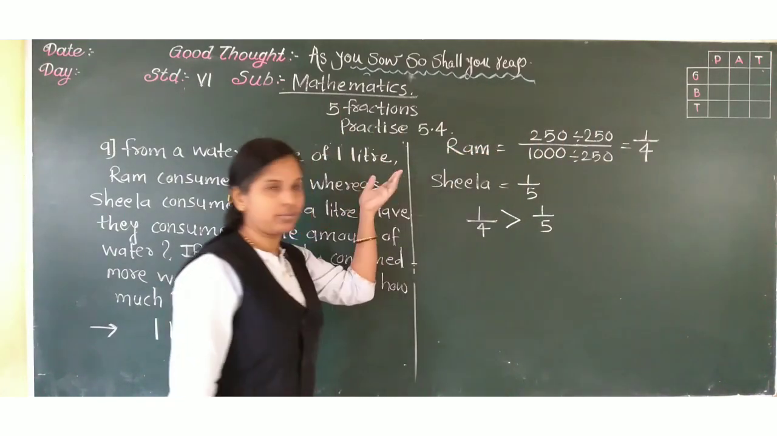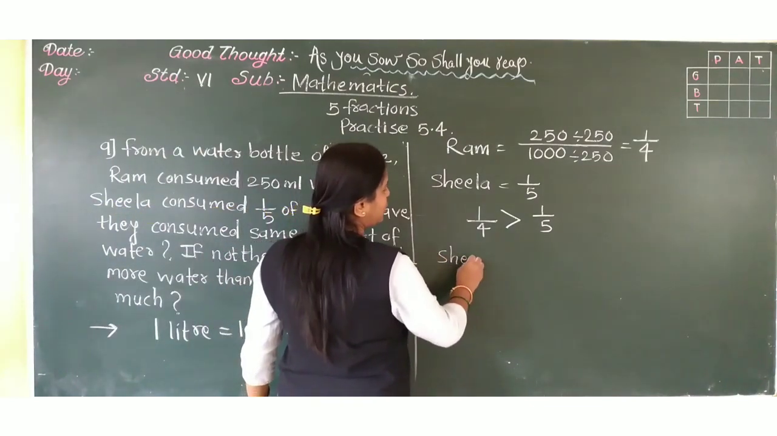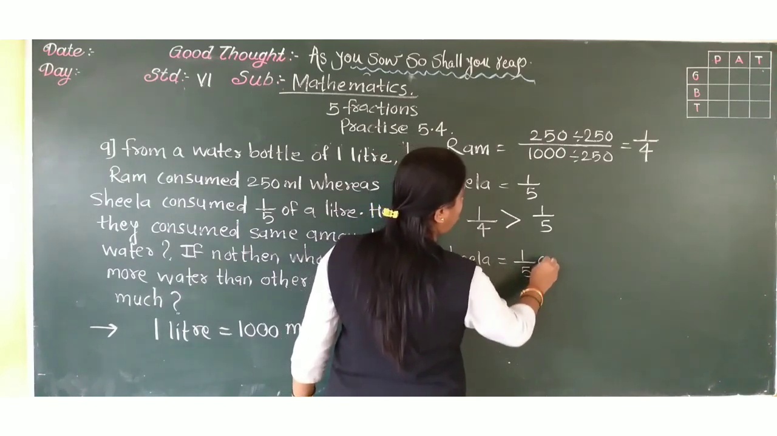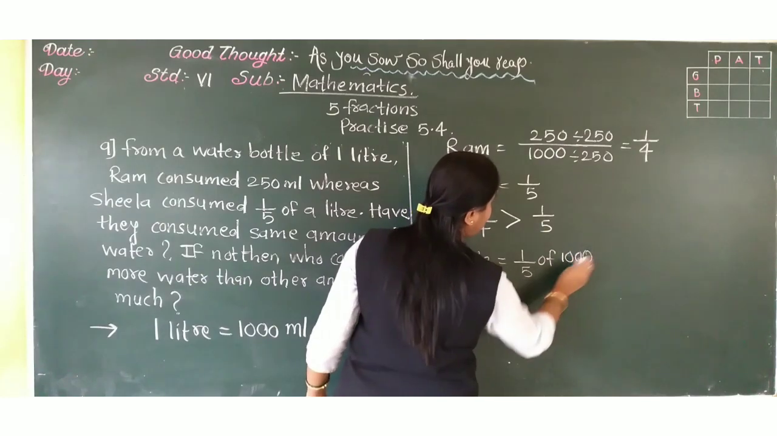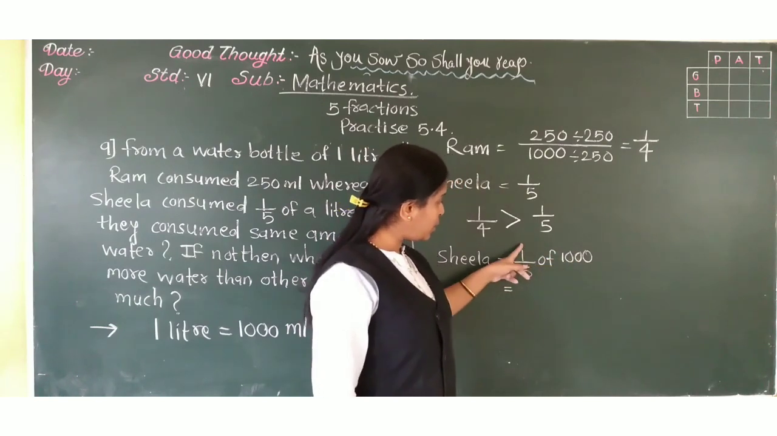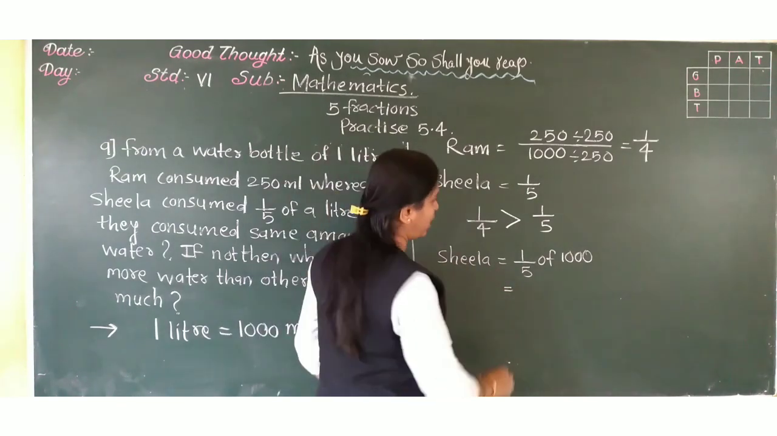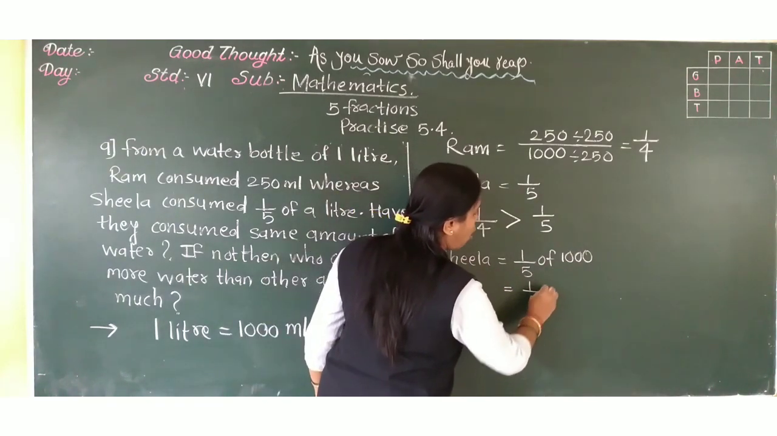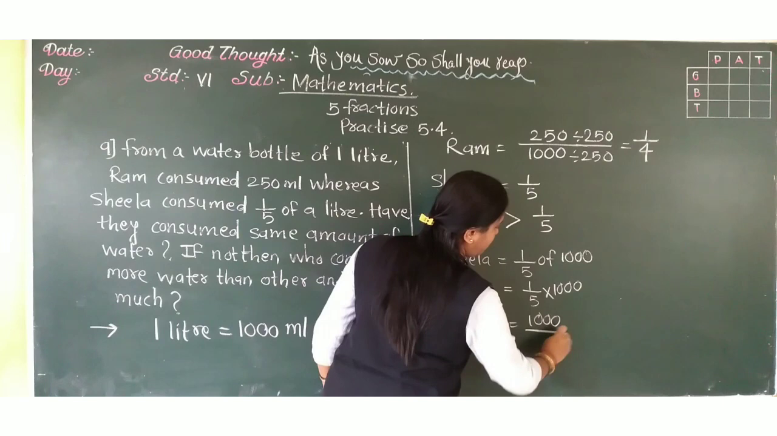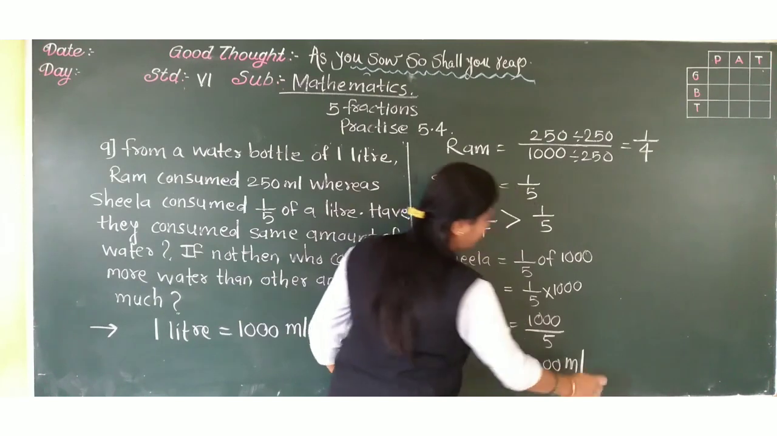Now, by how much did he consume more? So for that, what do we have to find out here? Sheila consumed 1/5 of 1000 ml. That means 1000 ml means 1 liter. Of 1 liter, 1000 ml, she consumed 1/5. Means how many milliliters she consumed, that we have to find out. So 1/5 of means 1 into 1000 is 1000 divided by 5. So that is 200 ml.